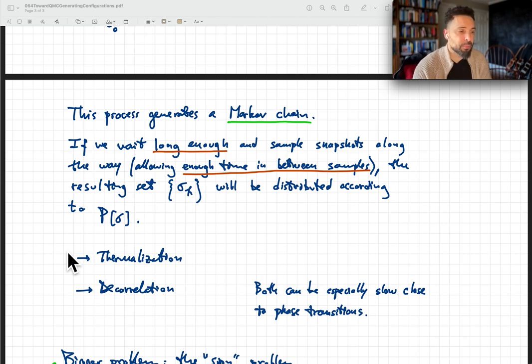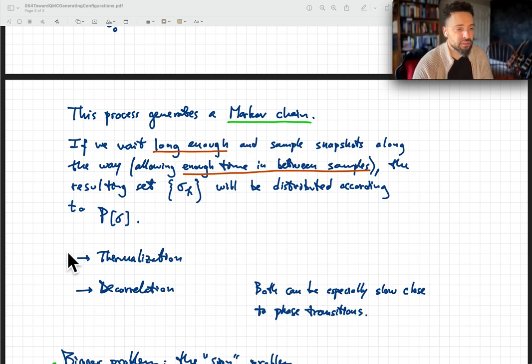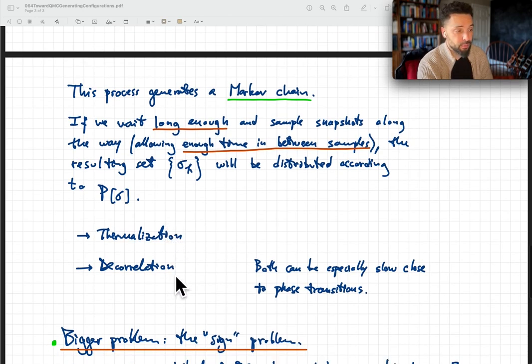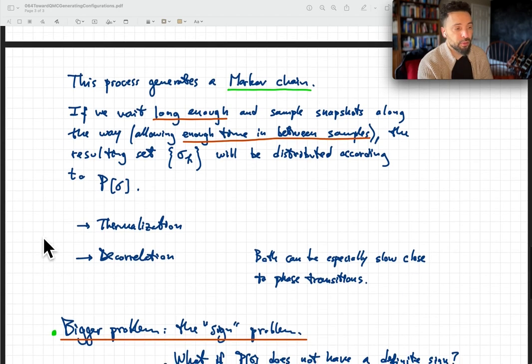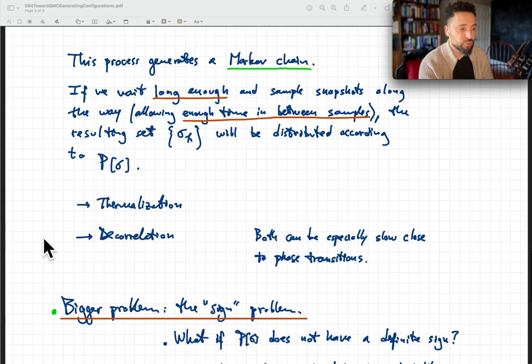You can calculate the correlation between, for example, calculating the energy for one of the samples, and then you can recalculate the energy at a later point. And if those two energies are properly decorrelated according to some measure, usually we calculate the autocorrelation between samples, then you can take that other snapshot, and you proceed in this way, and every so often you take snapshots. Both of these processes, thermalization and decorrelation, can be especially slow close to phase transitions. That's what's called critical slowing down, and that's something to watch out for.